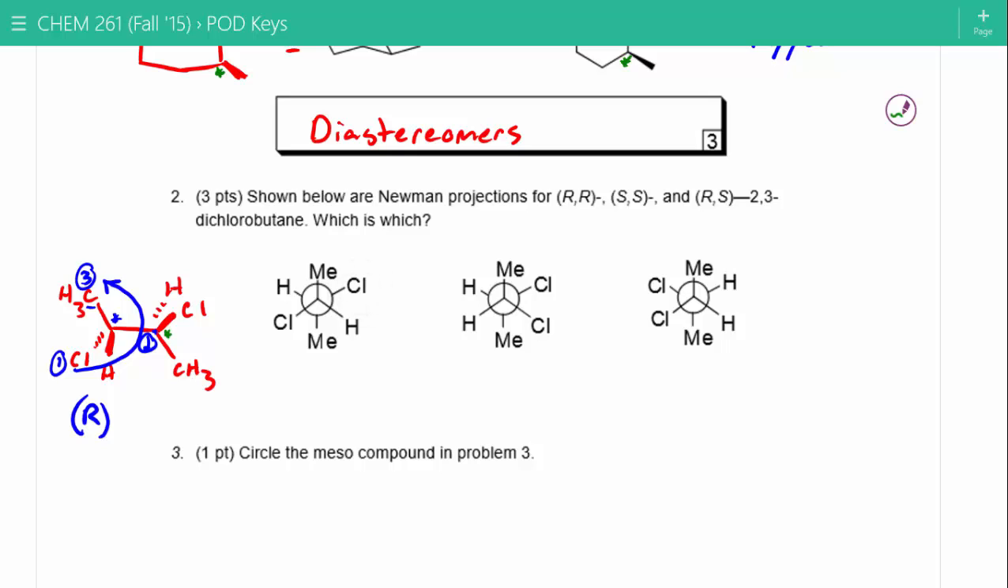So let's do the same thing with this one. We've got a stereocenter right here. We said chlorine's 1. This would be 2. Methyl group is 3rd. Our lowest priority is pointing backwards, so will that be R or S? S. Okay? We can do the same thing with these ones. So let me draw this one underneath.